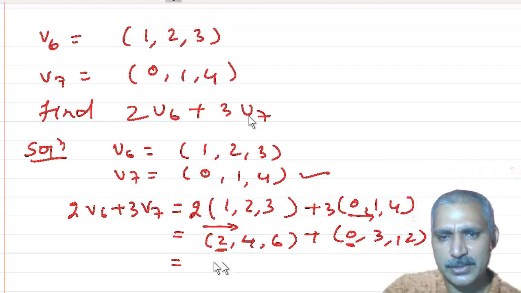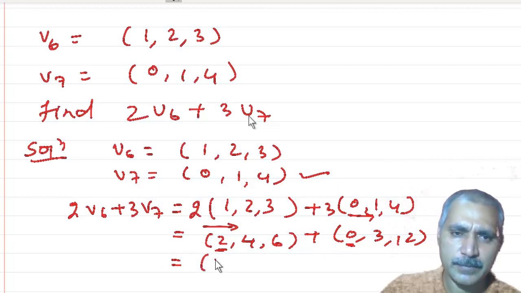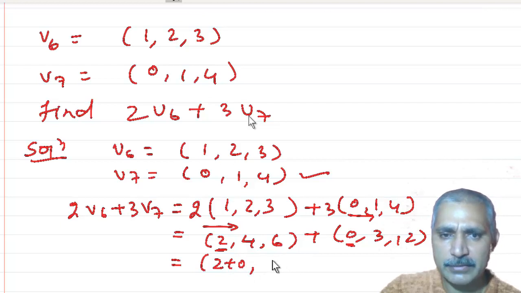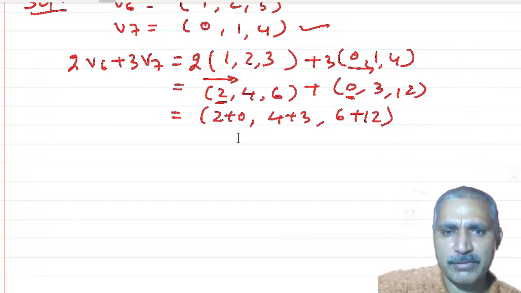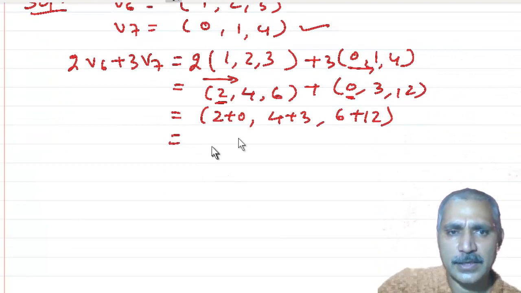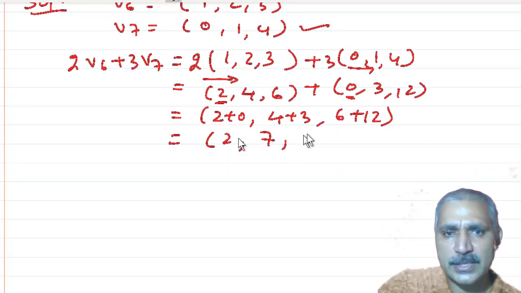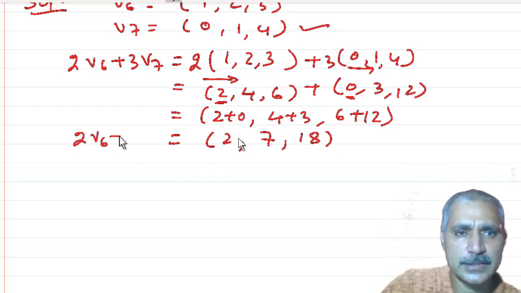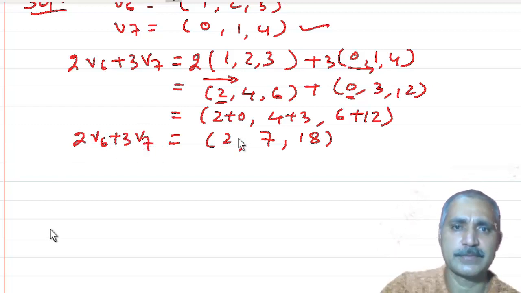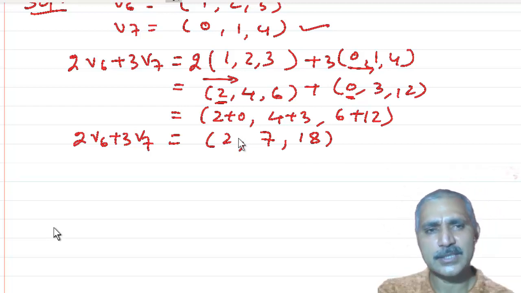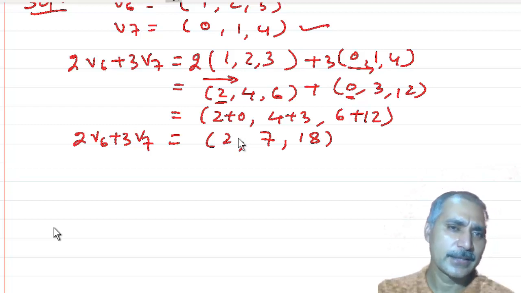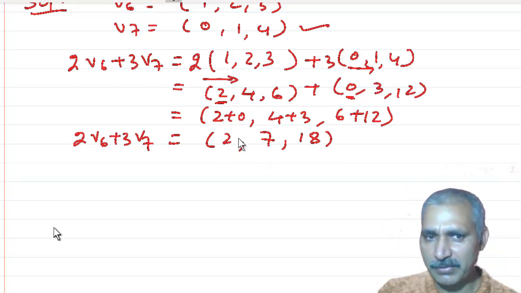Now we will be adding these two as we have done earlier. First element will be added with the first one, order wise we are going to add them. 2 plus 0, second will be added with the second element, 4 plus 3, and third will be added with the third one, that is 6 plus 12. Now if we simplify this one, it will be 2, 4 plus 3 is 7 and 6 plus 12 is 18. This is the answer of 2v6 plus 3v7. Now we have understood how to add two vectors, how to subtract two vectors, how to multiply by a scalar number, and this one was a combination of the previous two.